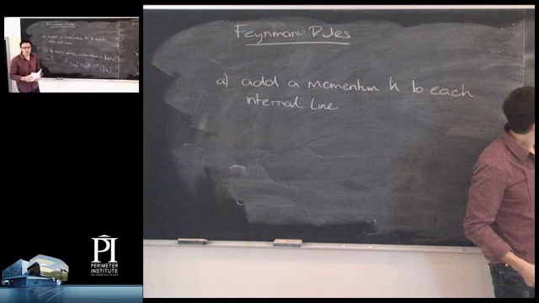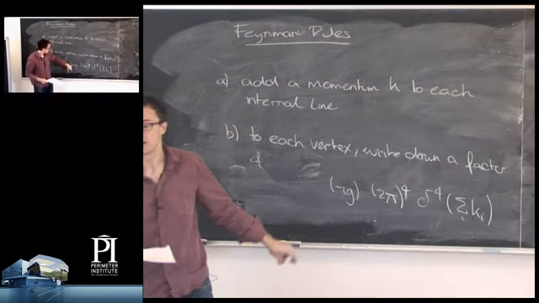Each vertex gets g squared. Nope, that's wrong, isn't it? Thanks. Yeah, each vertex gets g, absolutely. Although I am going to keep writing things as minus i squared, just to remind you of the minus i in that interaction. Yes, sorry, you're absolutely right.